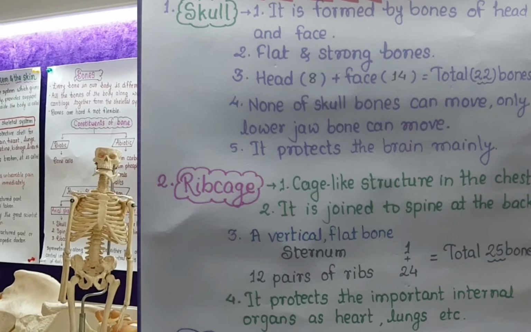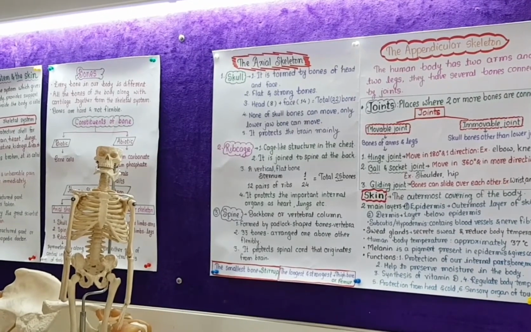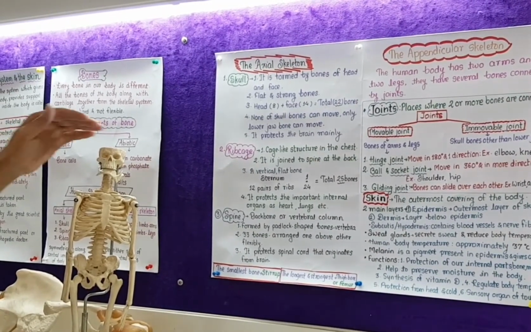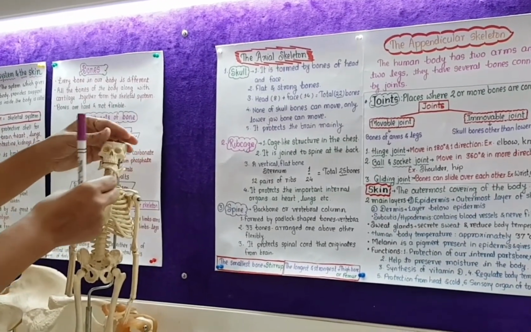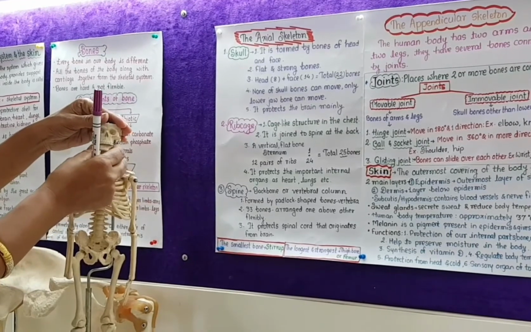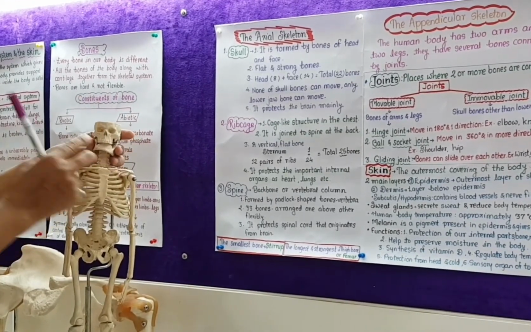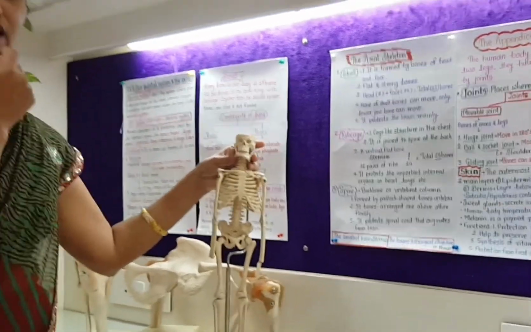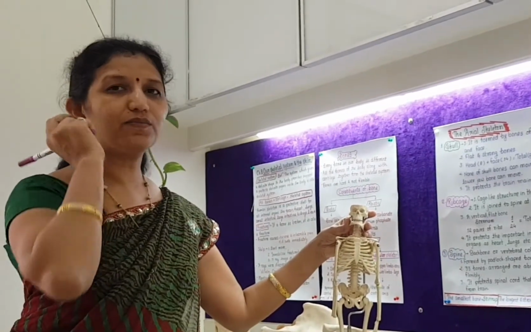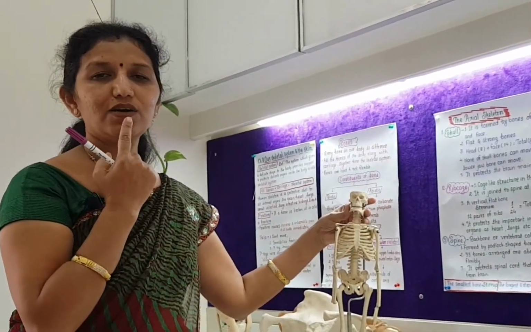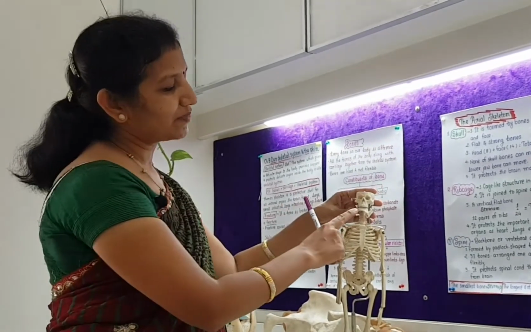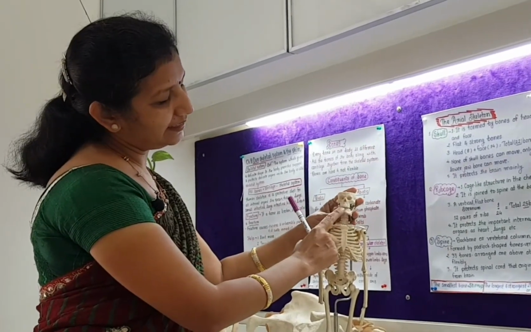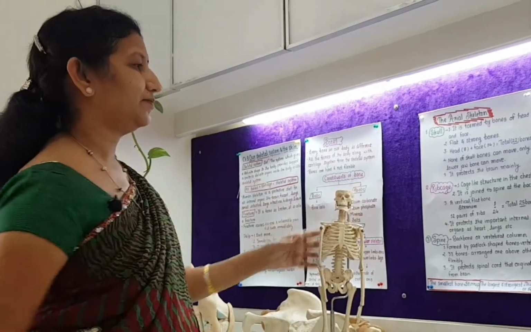None of the skull bones can move, only the lower jaw bone can move. See, all these bones are immovable. They are immovable, but the only exception is this lower jaw. All our other bones we cannot move, but only our lower jaw. In this way, this lower jaw is a movable one.